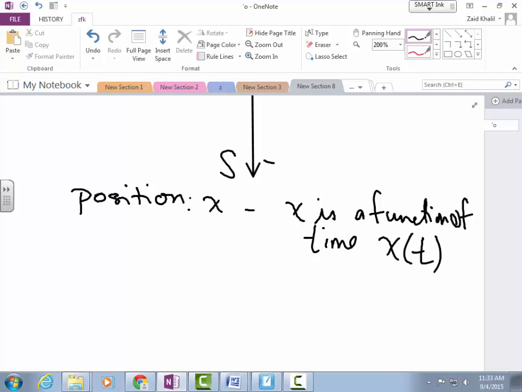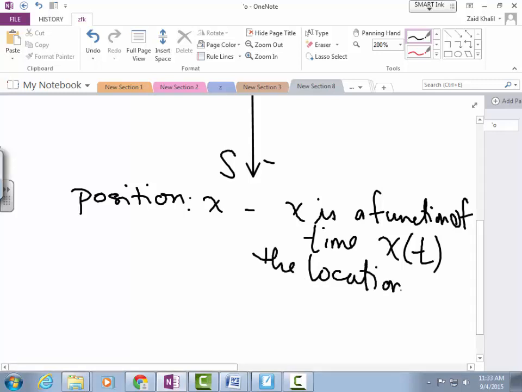Why is that not a legitimate question? Because you need to ask me with respect to what? And by asking with respect to what, what am I asking you to define? The origin. Beautiful. Correct. So a position function or the position vector is the location of an object with respect to, WRT, the origin.